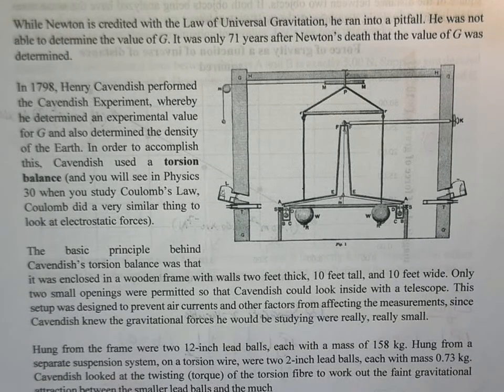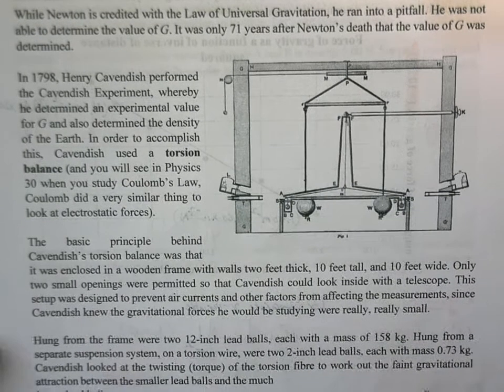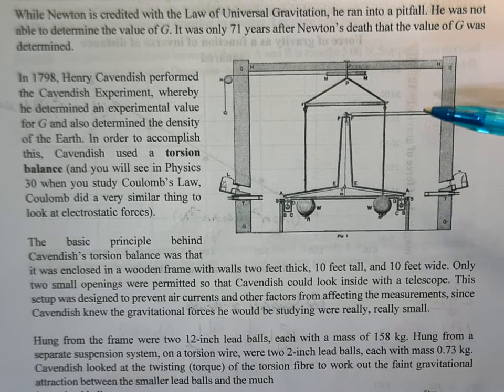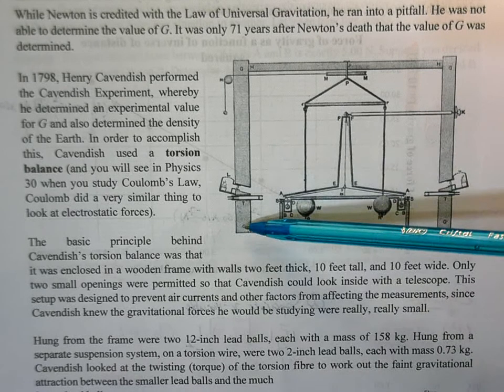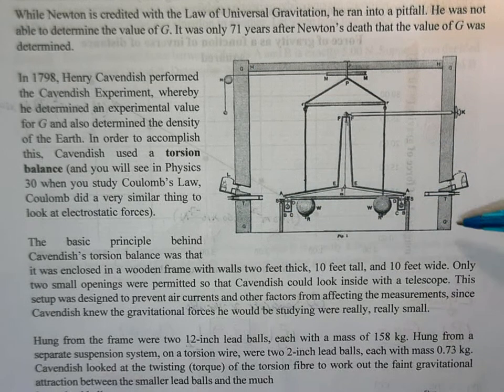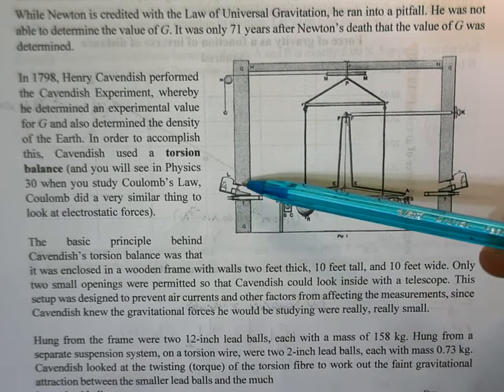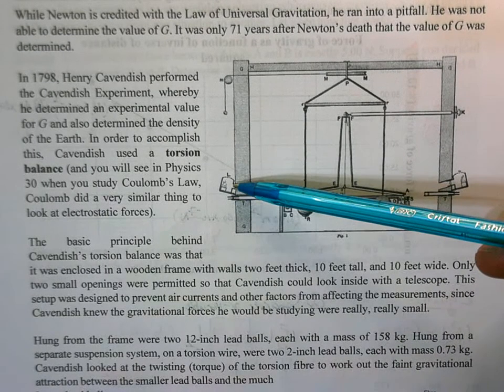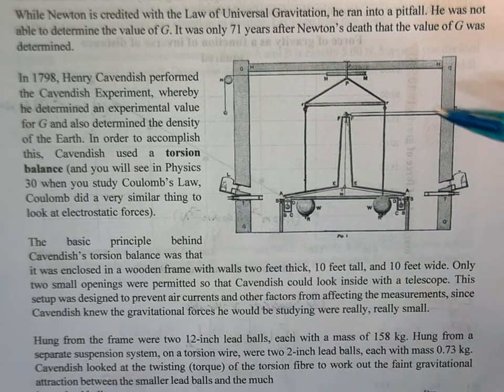Cavendish used this thing called a torsion balance. Now, there are a lot of fine details to it, but I'm just going to go through it real quick here. In the setup that Cavendish had made, and Cavendish was pretty rich, so he could afford to build some really nice contraptions, we have this wooden frame, basically sealed off with the exception of these openings that allowed telescopes to be hooked up, and this was to observe very fine movements.